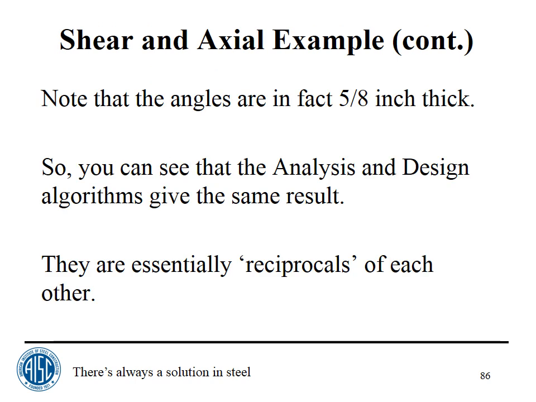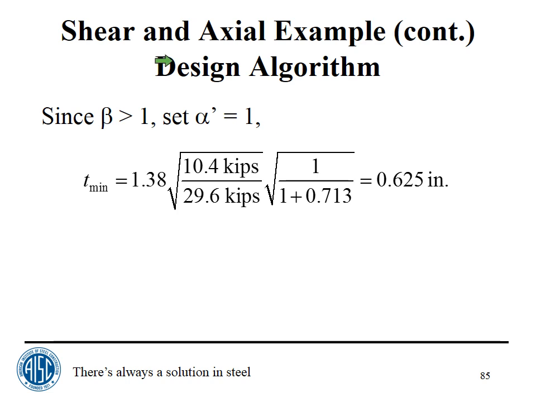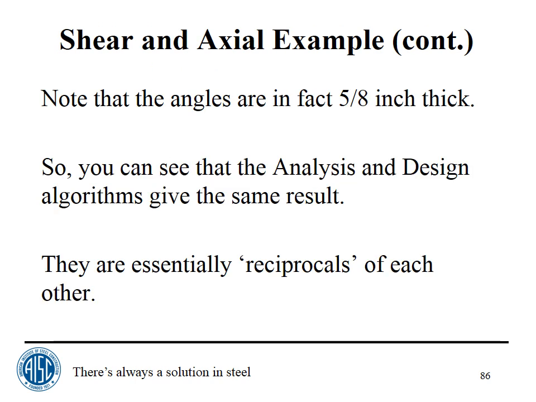So, note that the angles are, in fact, 5/8 and 6. So if we start with 10.4, we end with 5/8, and we started in the analysis with that thickness, 5/8. So we got this as the strength. If we start with that as the required strength, we come back to 5/8 being the required thickness. So you can see that the analysis and design algorithms are, in fact, reciprocals of each other. They give the same result. There's no way that you can use one procedure or the other procedure to get a different answer. And remember that you really can't use alpha. You need to use the alpha prime equations to do this.